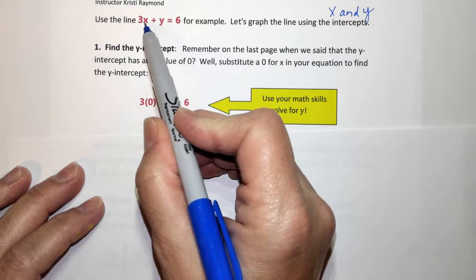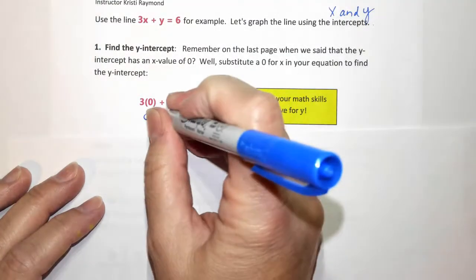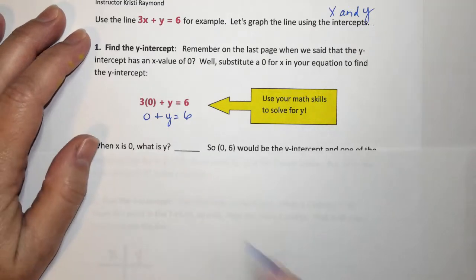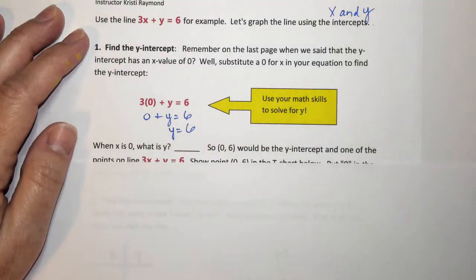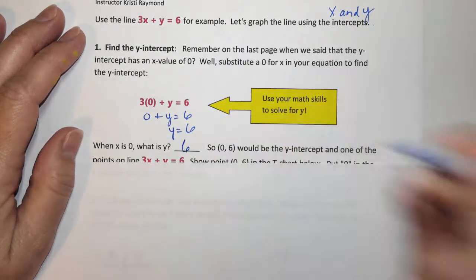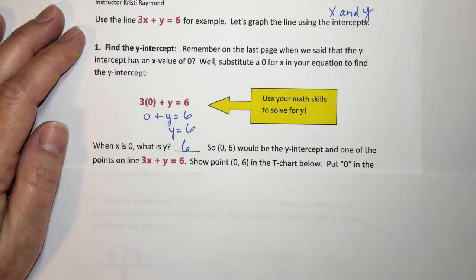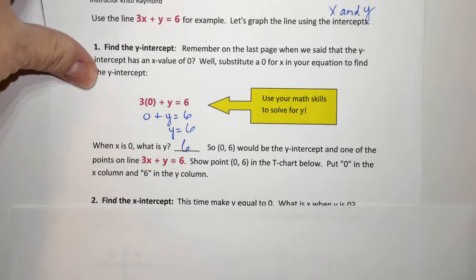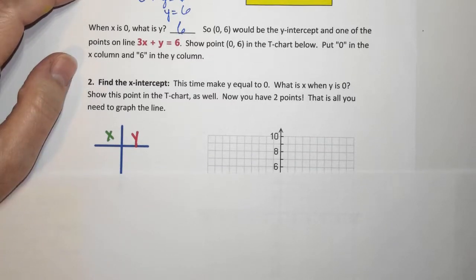So in place of my x, I'm going to put a 0. 3 times 0 just becomes a 0. Plus y equals 6. Once you've done your substitution, then you just use your math skills to solve for y. And in this case, luckily, it's pretty easy. 0 plus y equals 6. Y equals 6. So when x is 0, what is y? 6. So the point 0, 6 would be the y-intercept and one of the points on line 3x plus y equals 6. Show point 0, 6 in the t-chart below. Put 0 in the x column and 6 in the y column.